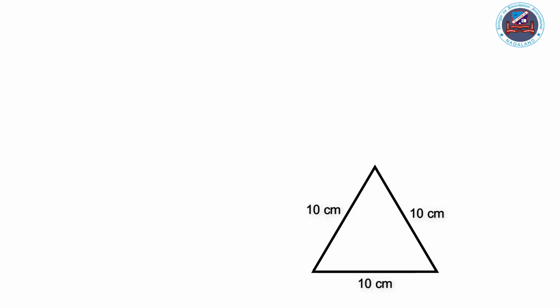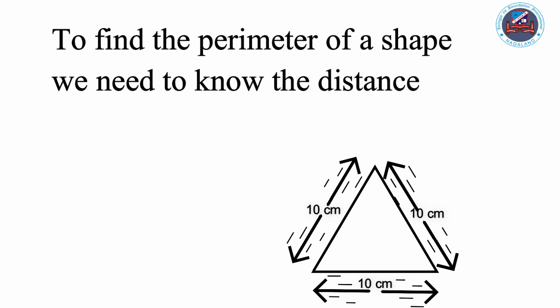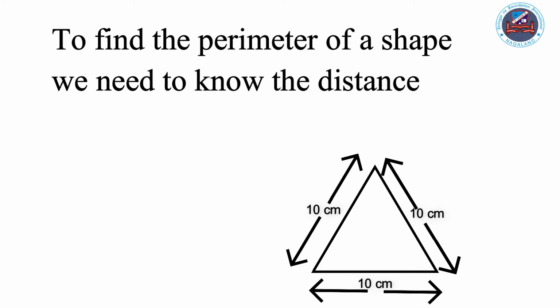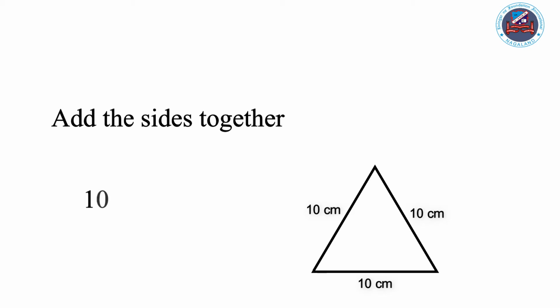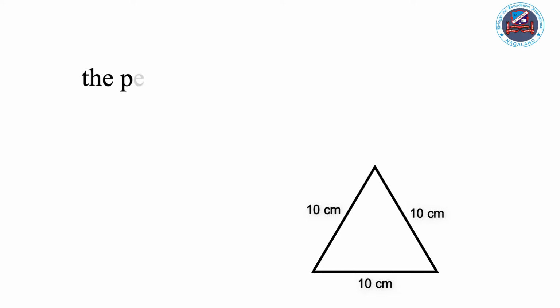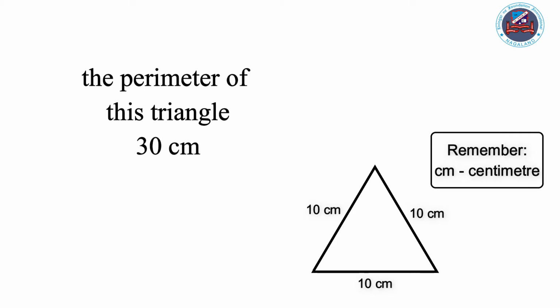Now, remember, to find the perimeter of a shape, we need to know the distance around the whole shape, so we just add the sides together. 10 plus 10 plus 10, three 10s, that is 30. The perimeter of this triangle is 30 centimeters. Remember, cm is an abbreviation for centimeter.